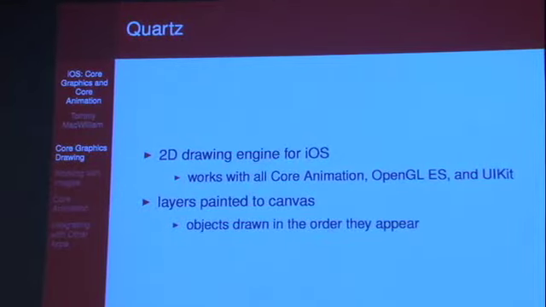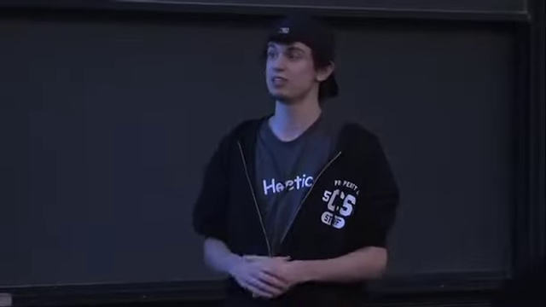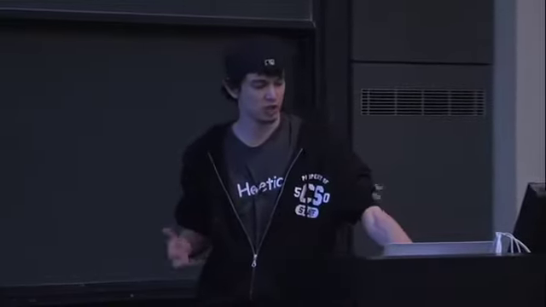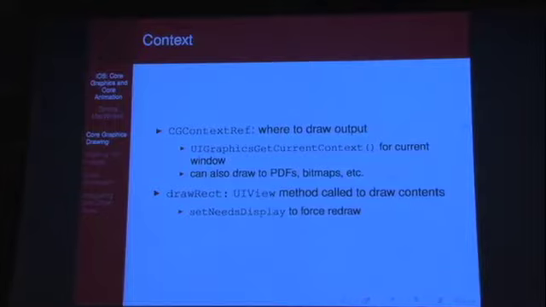The basic idea of Quartz is that we can paint multiple layers on some canvas. So we can draw objects on top of each other or behind each other. The basic premise we'll be working under today is that objects are drawn in the order that they appear. So that's a pretty simple concept. The most fundamental unit that we'll be drawing everything to is called the context. This type is called the CGContextRef.